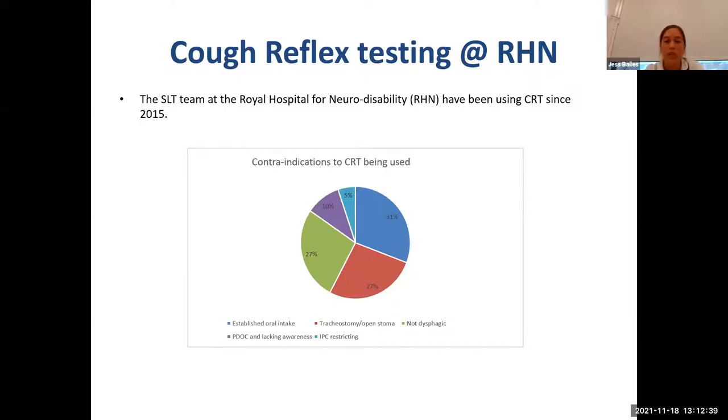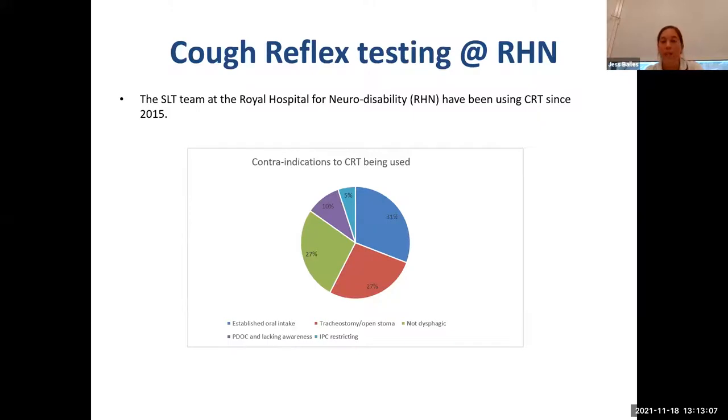Patients who have tracheostomies or open stomas would not be candidates for cough reflex testing, as well as patients who are in PDOC and lacking awareness. For example, if they are in a very low, maybe VF state, and there are no clear benefits to establishing oral intake. There may also be some infection control measures restricting the use of cough reflex testing, which we found a lot last year because of COVID, as it was an aerosol generating procedure.